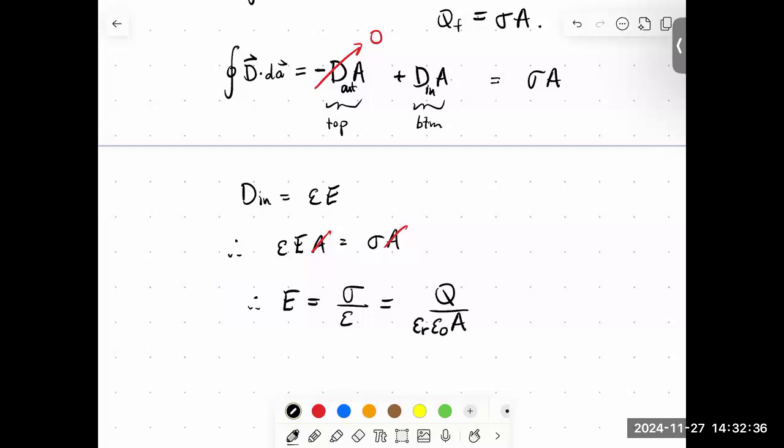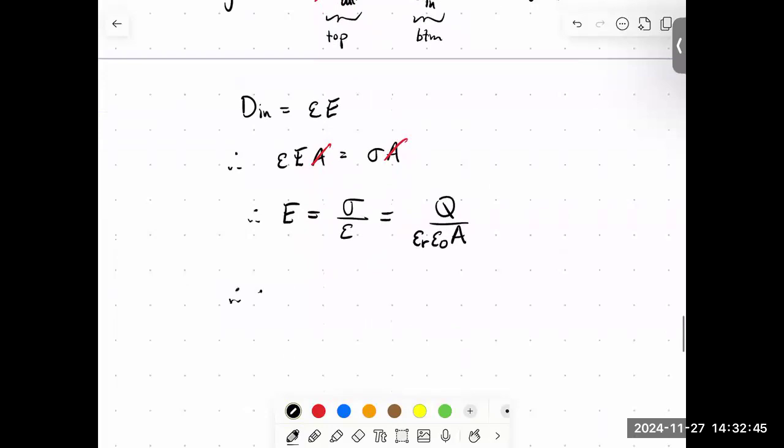Now, if you know E and you know the plates are separated by a distance D, what's the voltage difference across the plates? It's either going to be times D or minus divide by D. Which one is it? Try again. So delta V is the integral of E dot dL. So it has to be E times some length. And so the voltage difference across the plates is E times D, which is going to be Q D over epsilon R epsilon naught times A.